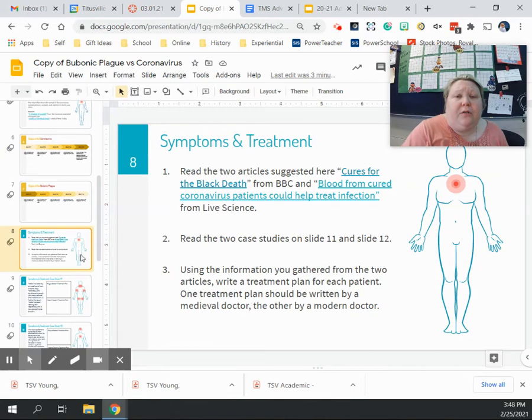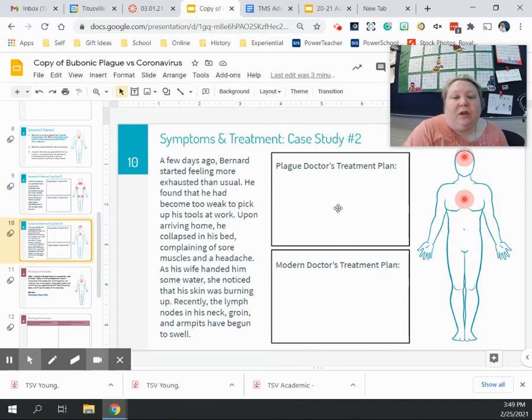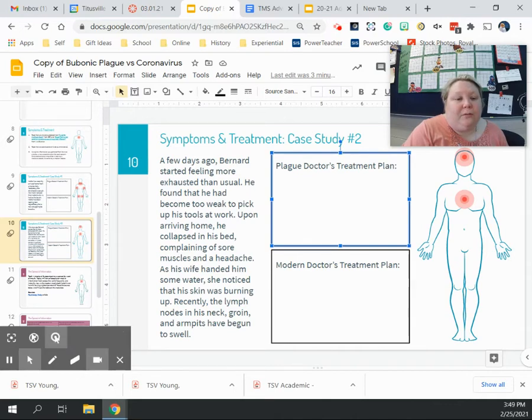The 3rd part of our assignment is to look at the symptoms and treatment for each of these viruses. It says, please read the 2 articles suggested here, and I've given you both of those articles, and then you're going to use those articles to help us understand these 2 different case studies. I want you to look at how a modern doctor would handle the situation, the case study, and how a plague doctor would handle those same treatments. So here's case study 1, followed by case study 2. You're going to type right in those boxes for us.